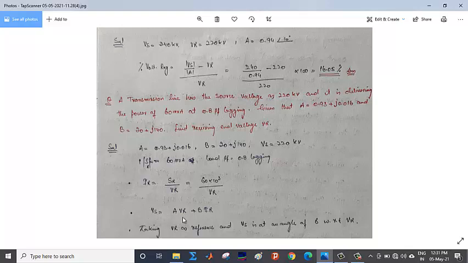Now, using this formula, I can calculate VR. So Vs is equal to A VR plus B IR. As usual, we are taking VR as the reference, and Vs will be at some angle delta with respect to VR, a positive delta, because real power will be supplied from Vs to VR.